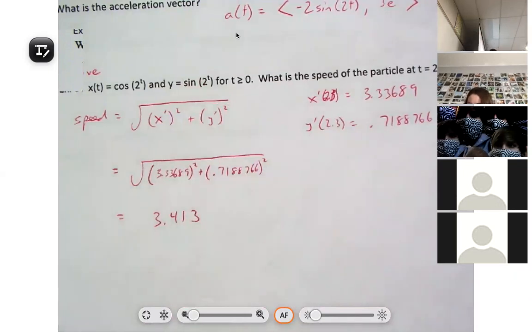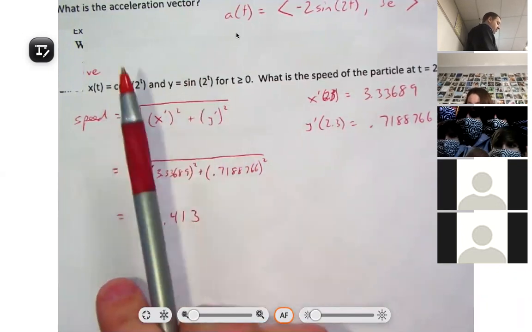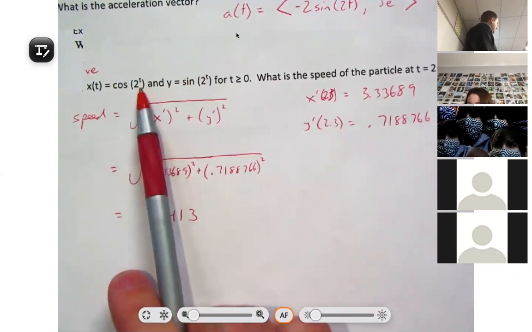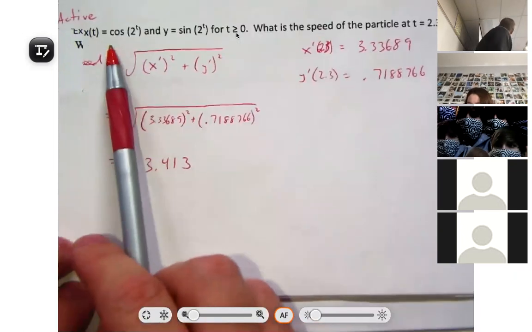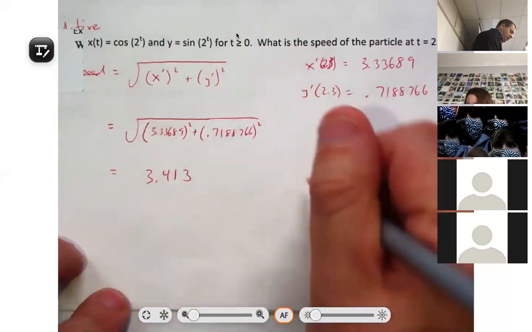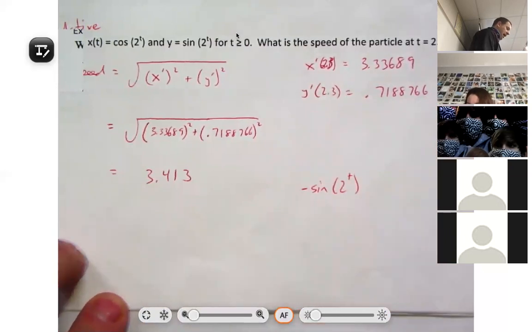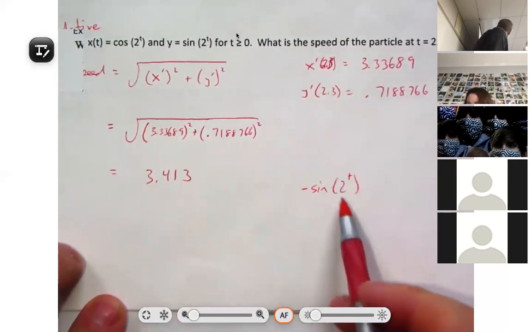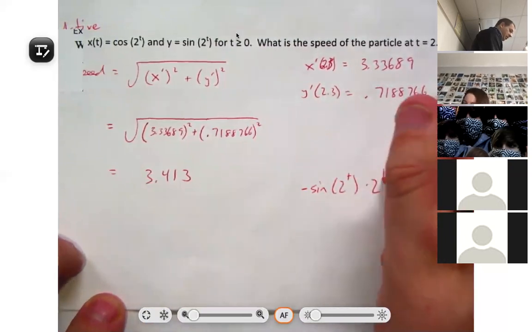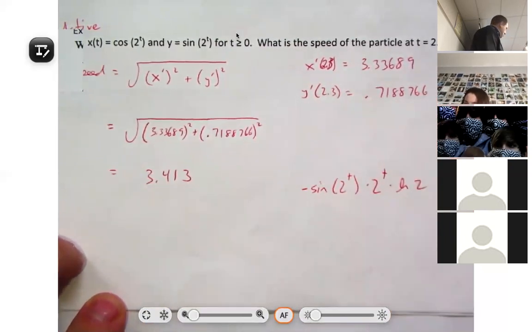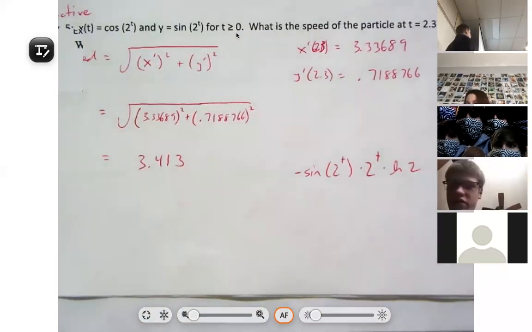To differentiate that, it would be 2 to the t over the ln of 2 times negative sine of 2 to the t, right? I don't know what you said. Which one are you finding the derivative of? Cosine of 2 to the t. So if you did want to find this derivative by hand, it would be negative sine of 2 to the t, and then times the derivative of 2 to the t, which would be 2 to the t times natural log of 2. Oh, it's multiplied? When you're differentiating, it's multiply. If you're integrating, you divide.